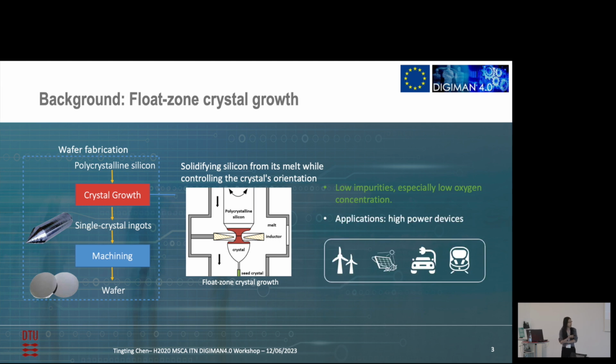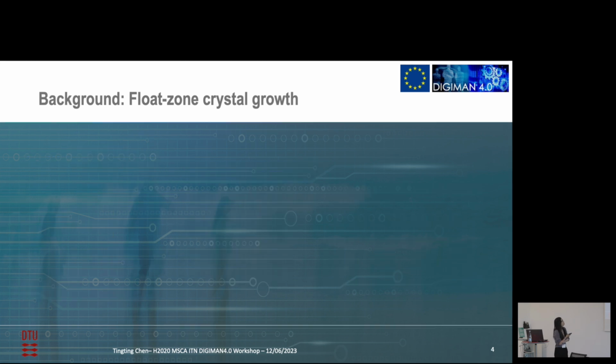concentration. The typical applications are wind turbines, solar cells and electric vehicles. However, there is still a challenge, which is to keep the floating zone process oxygen free, because oxygen is a kind of contamination of the process.